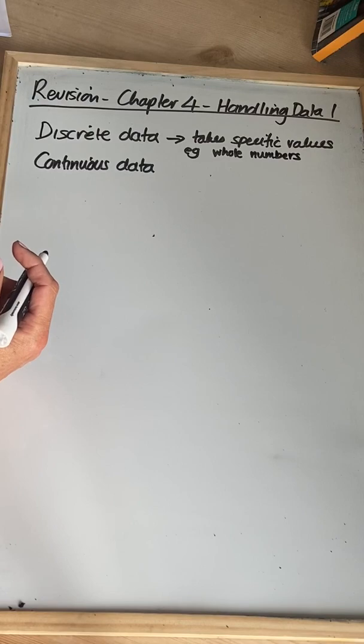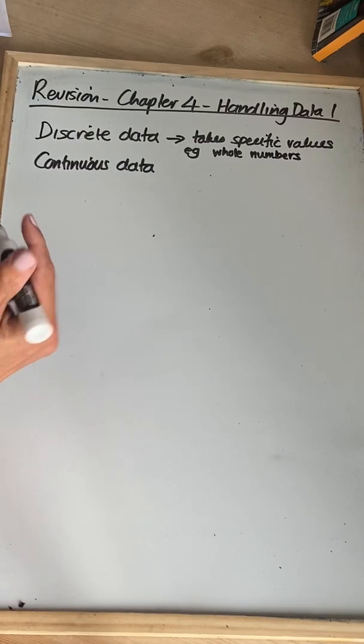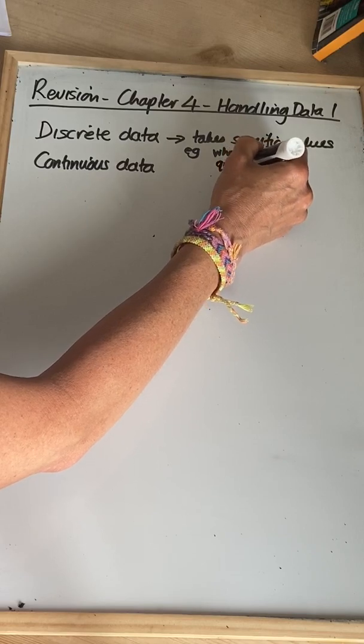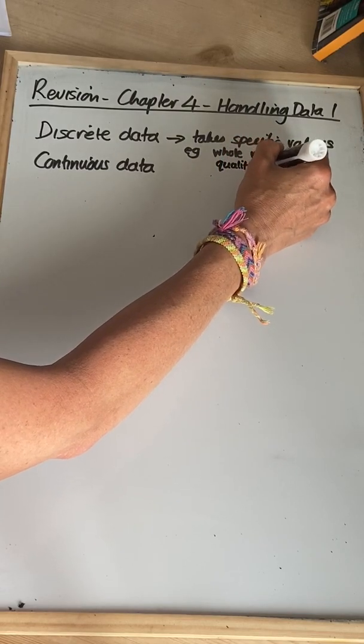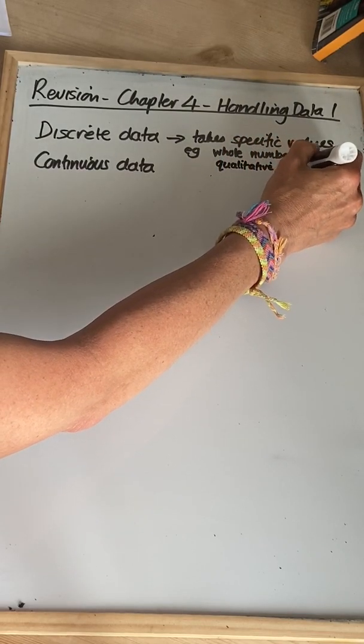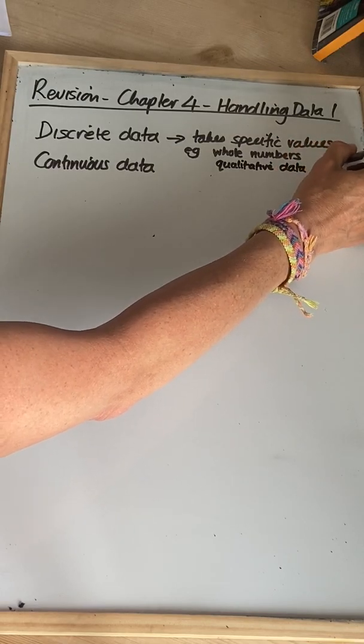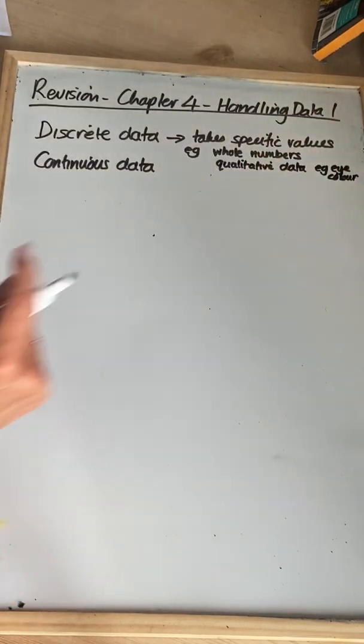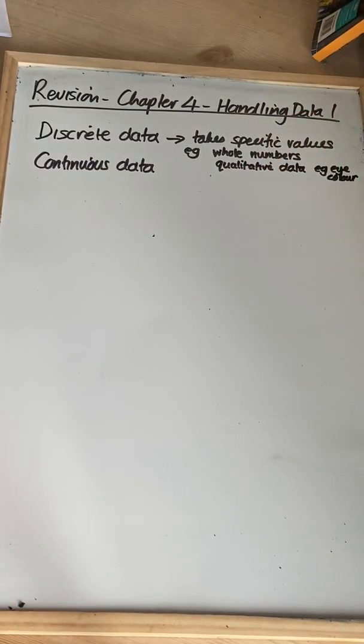The other thing that discrete data could be is qualitative data, so it could be eye colour, something like that. Have you got blue eyes, brown eyes, etc. So that's discrete data, okay? Specific values, whole numbers, how many of something.